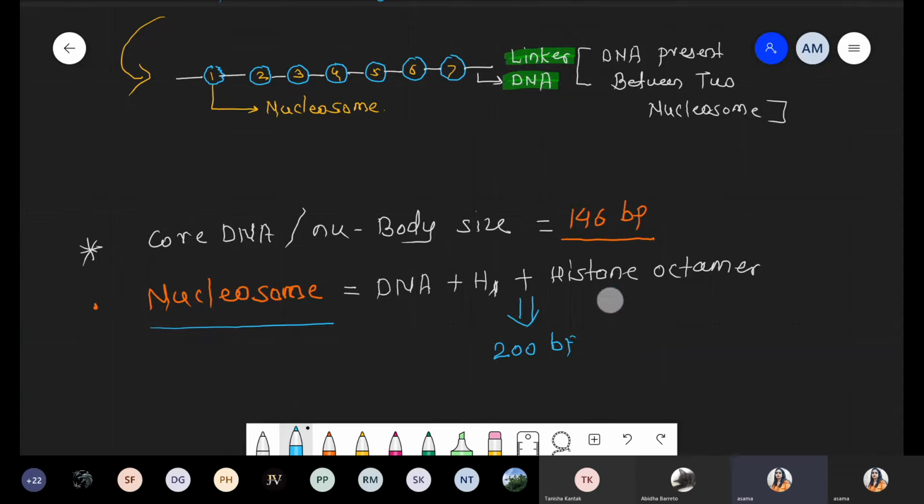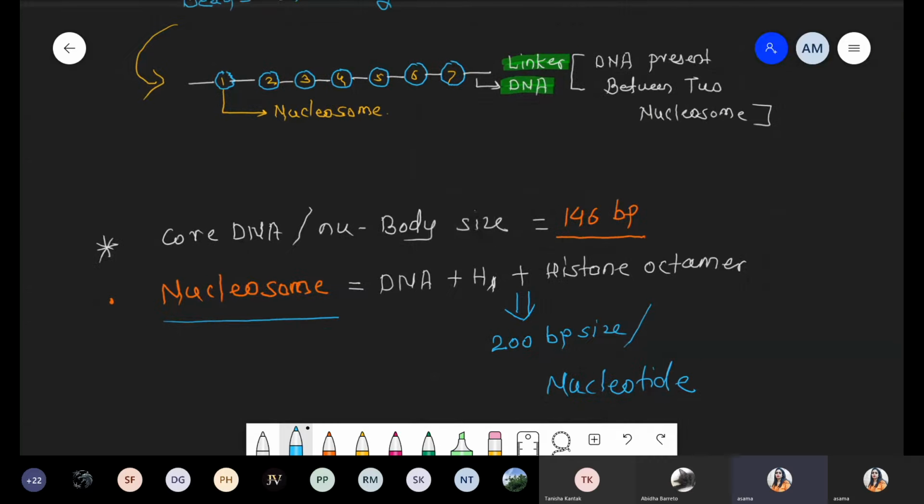And if you want to convert into nucleotides, can you tell me how many nucleotides are present in a single nucleosome? If it is 200 base pair, so how many nucleotides? Anyone, can you tell me? The size of a single nucleosome is 200 base pair, and that single nucleosome consists of the histone octamer plus H1 plus DNA. So what is the number of nucleotides? Also in another way we can represent the number of nucleotides. Can you tell me how many nucleotides?